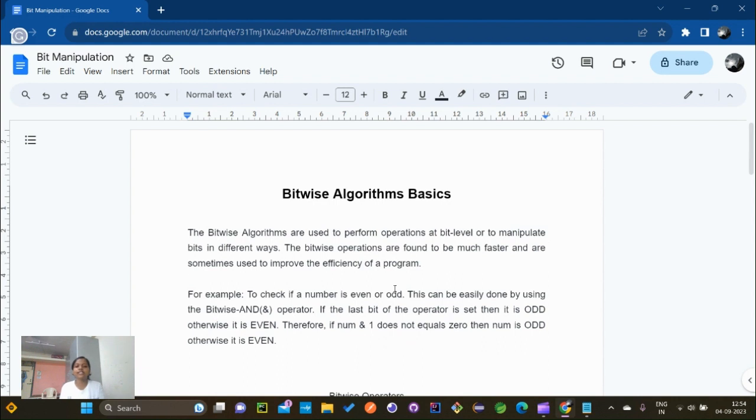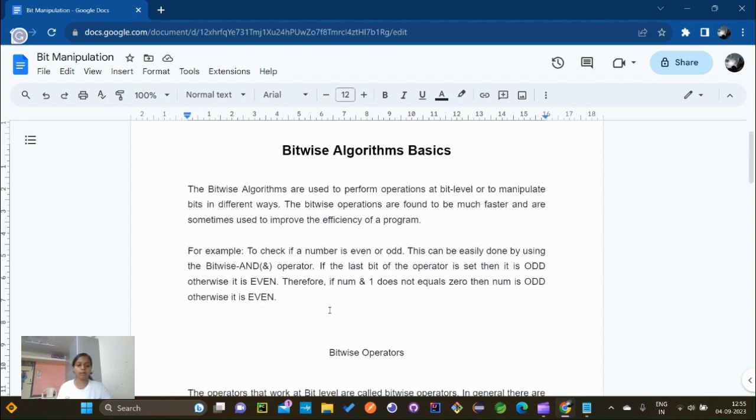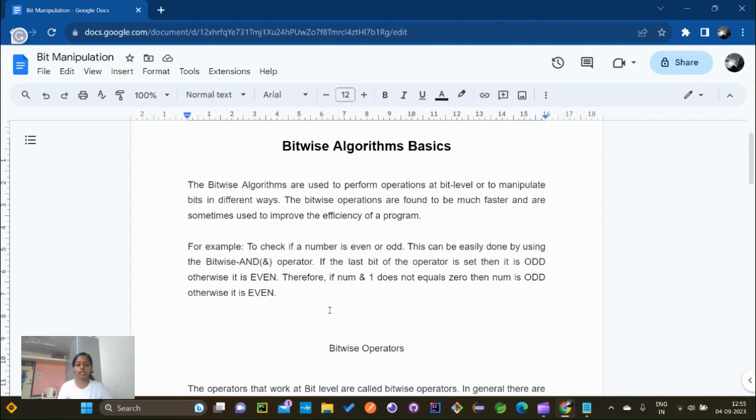Okay, so today we are going to see the basics of bitwise algorithms, and these algorithms are used to perform operations on bit level or to manipulate the bits in different ways. Also, it is used to improve the efficiency of a program. If we see the example, to check if a number is even or odd, we can use this.